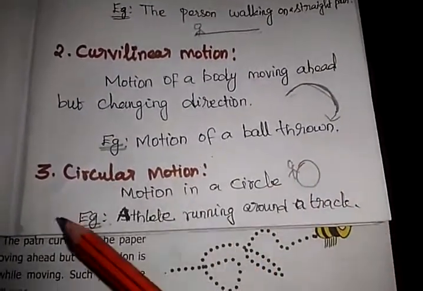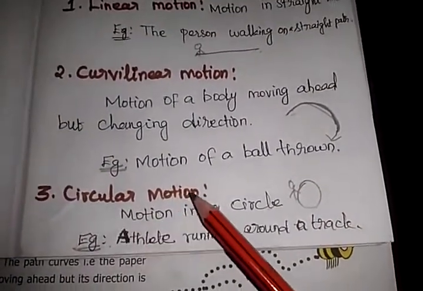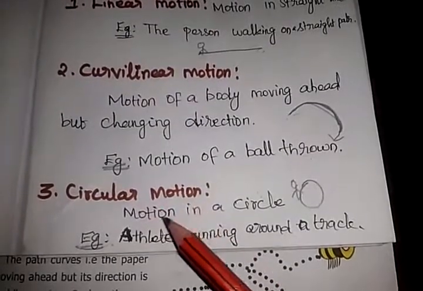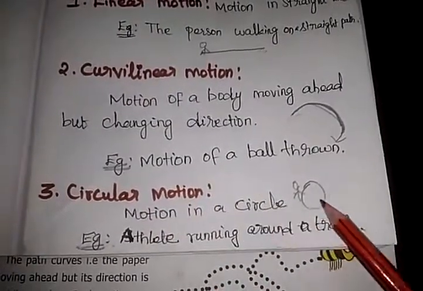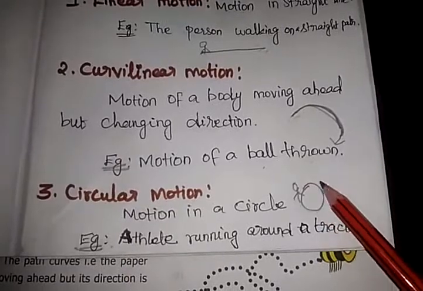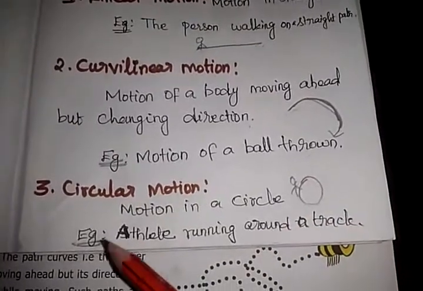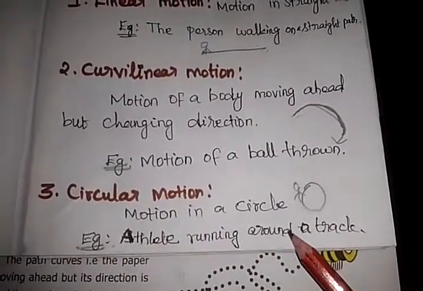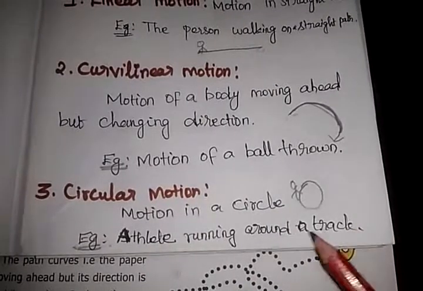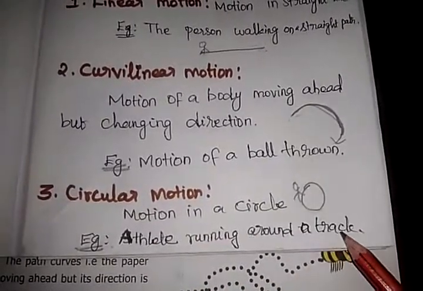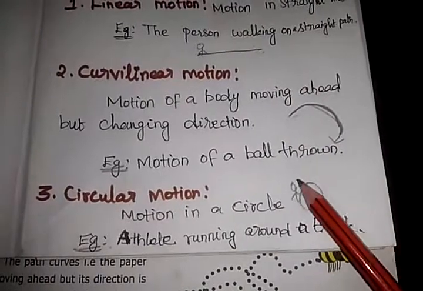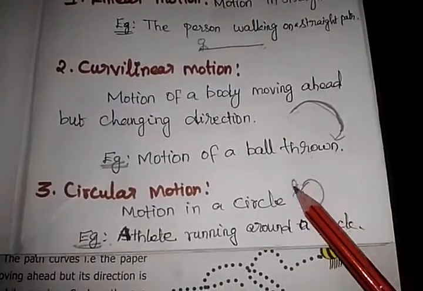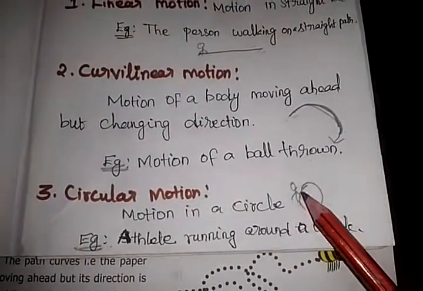Then third one, circular motion. Motion in a circle. Here we see an example, an athlete running around a track. It is a circular path.